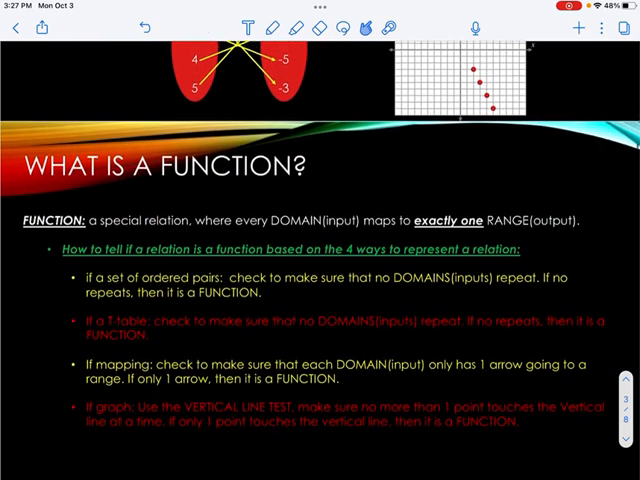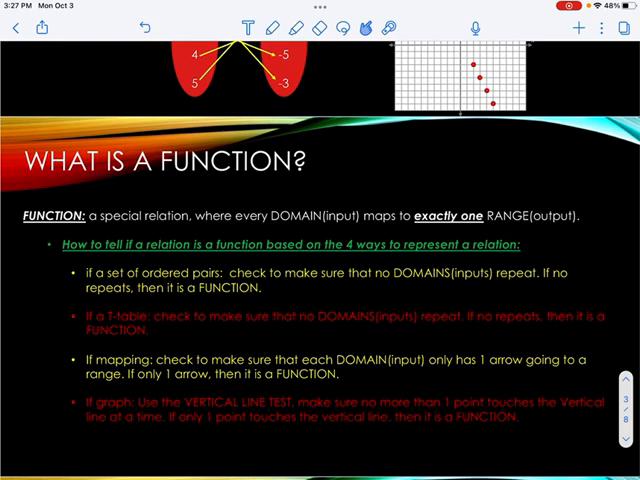Now, what's the difference between a relation and a function? Now, a function is just simply a special relation. So it is where every domain or input maps to exactly one range output. So in other words, if you think about it, every X maps to exactly one Y. So in other words, we can't have an X repeating, okay? So if there are no repeats, then it is a function.